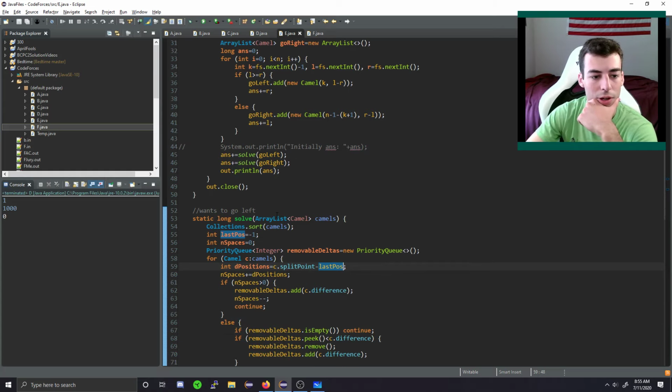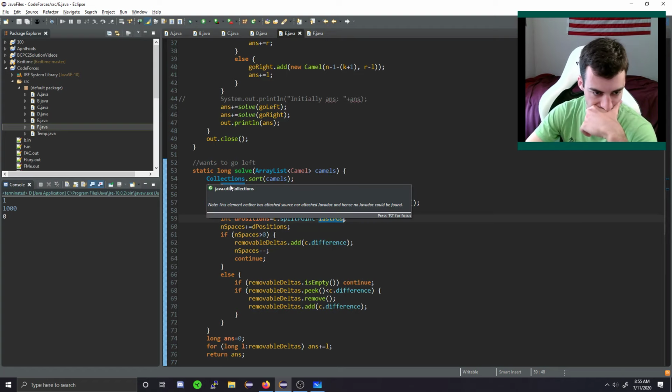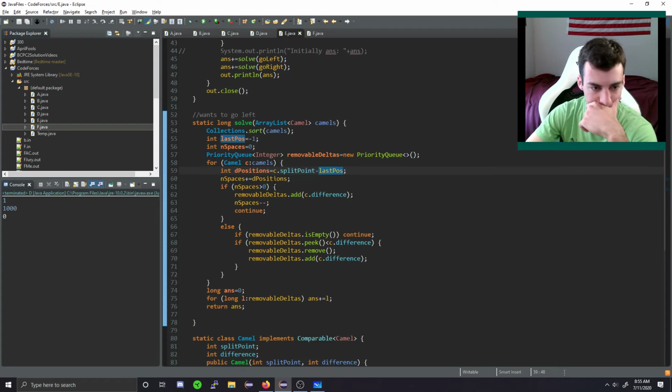Yeah, that should be fine. So the last position that I've seen is -1. Initially, I have 0 spaces available. Then I look at each camel. I get this many. Oh no.